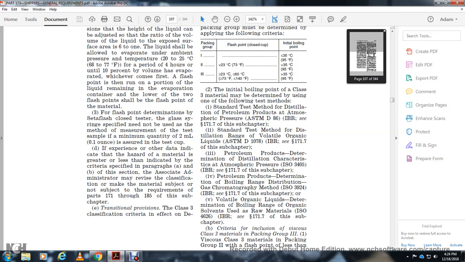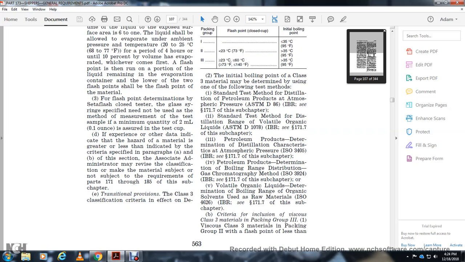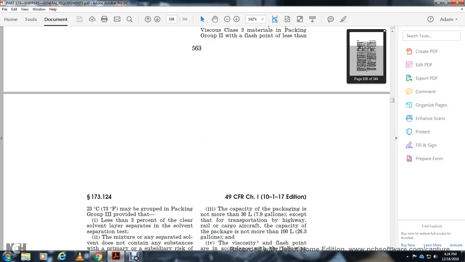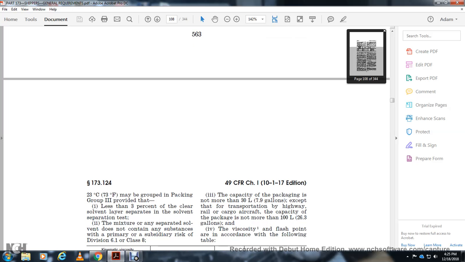Criteria for the inclusion of viscous Class 3 materials in packaging group III. A viscous Class 3 material of packaging group II with a flash point of less than 73 degrees Fahrenheit may be grouped with packaging group III, provided that less than 3% of the clear solvent layer separates in the solvent separation test, and the mixture does not contain any substance with a primary or subsidiary risk of Division 6.1 Class A. The capacity of the packaging must be not more than 7.9 gallons, except for transportation by highway or rail, or by cargo aircraft, where the capacity must be not more than 26.3 gallons. Viscosity and flash point are set according to the following table.